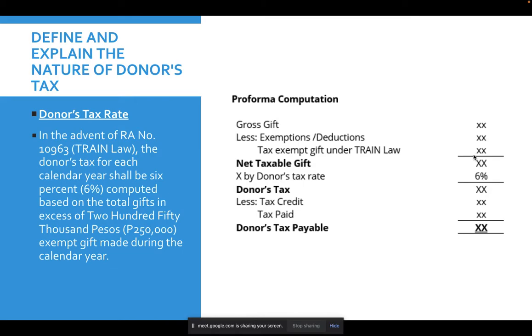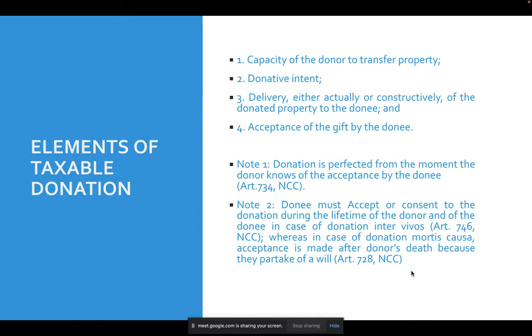Meron tayong exemptions and deductions. Tapos, multiply natin sa tax rate na 6%. That's the donor's tax. Kung meron man allowed tax credit, we will also deduct that. Plus the taxes paid. That will be our donor's tax payable. Okay. So, what are the elements of taxable donation?